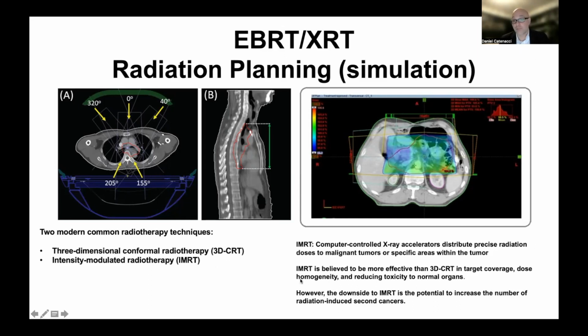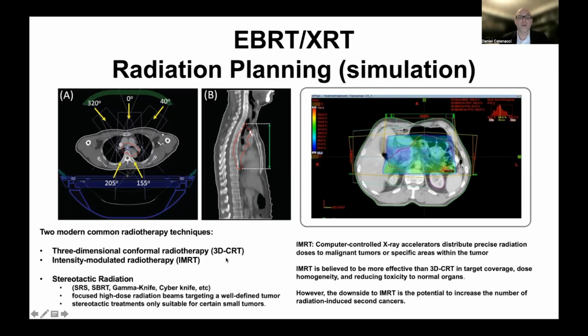However, there are a number of reports that suggest that IMRT has the potential to increase the number of radiation-induced second cancers later on. Overall, though, the most common things you will see as external beam radiation, or XRT, at various centers will be one of these or both of these two available at that center.